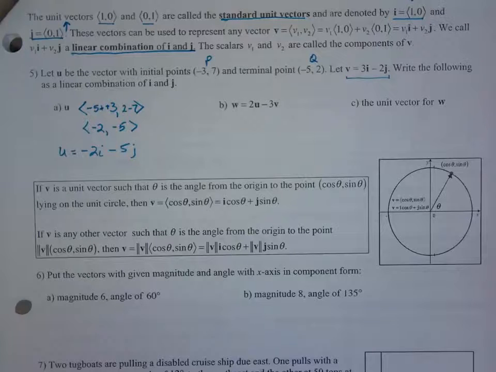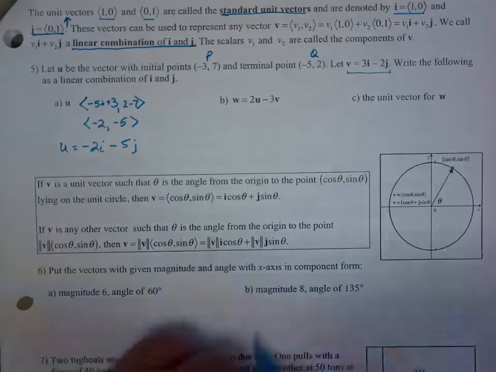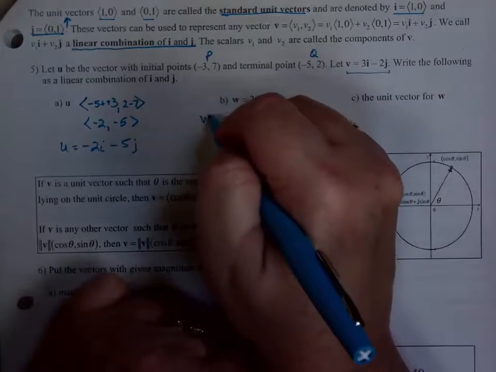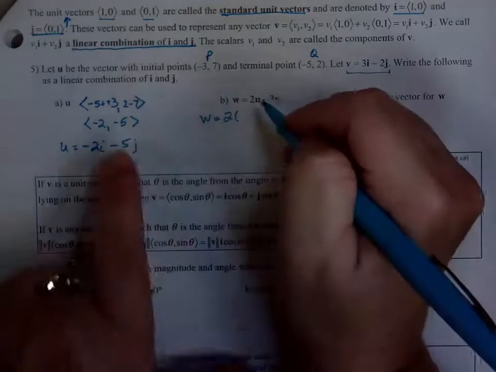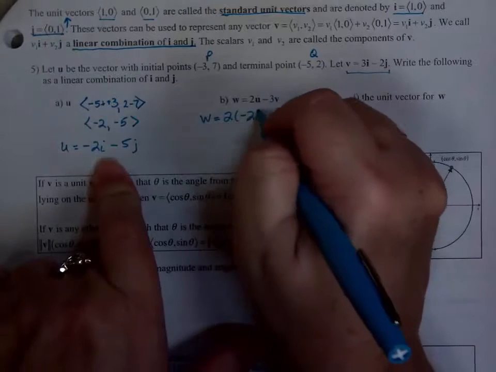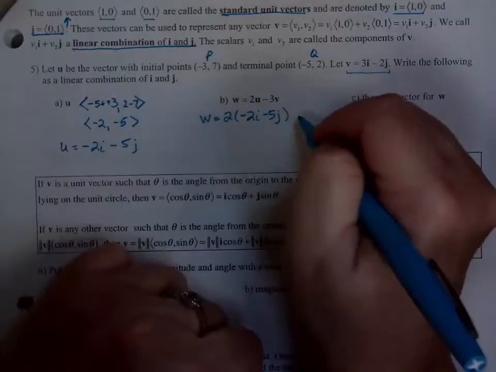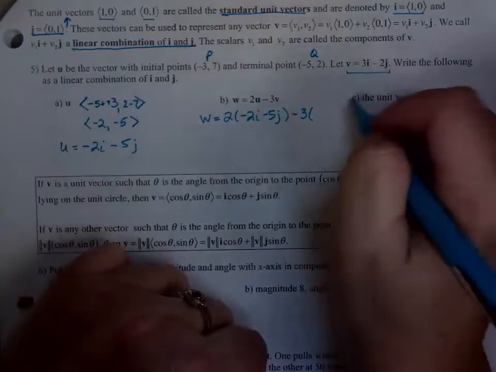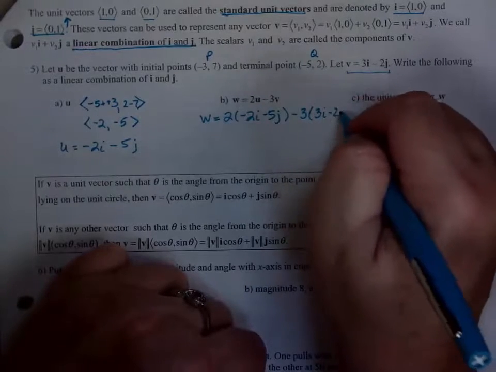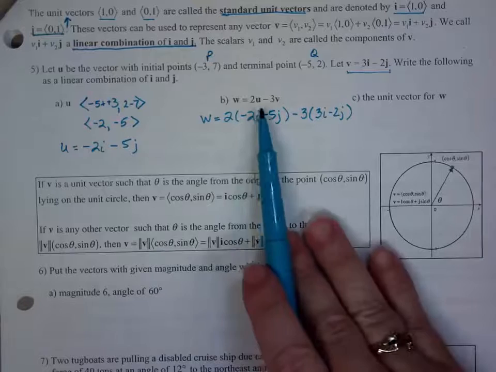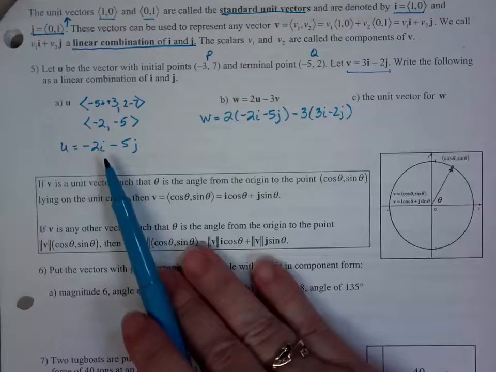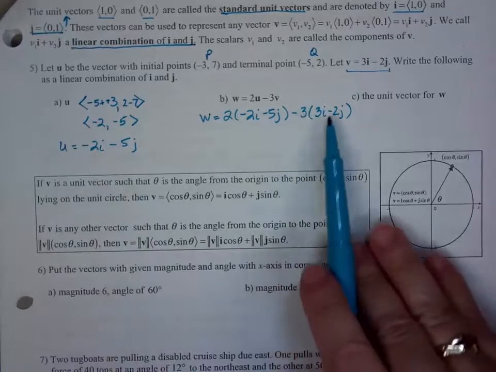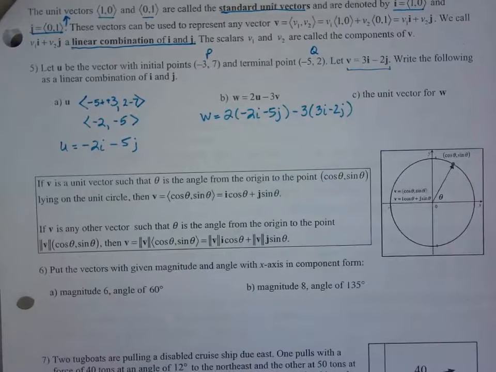Now letter B says create a new vector w that is 2 times u minus 3 times v. So we treat it just like algebra. So w will be 2 times u that we just created, negative 2i minus 5j, minus 3 times v, which is up here, 3i minus 2j. Okay, now distribute and combine like terms. That's all you got to do.